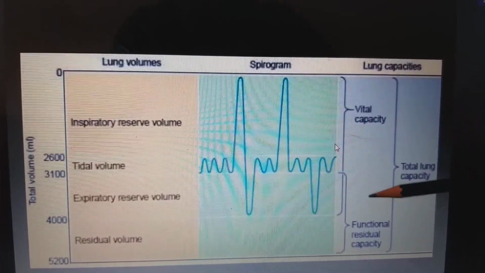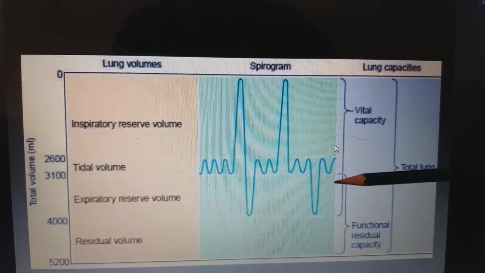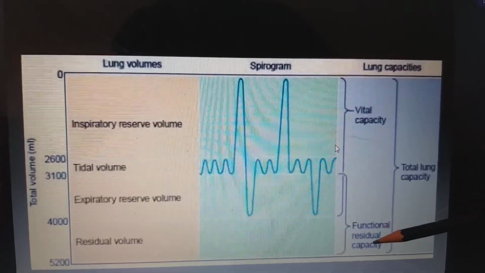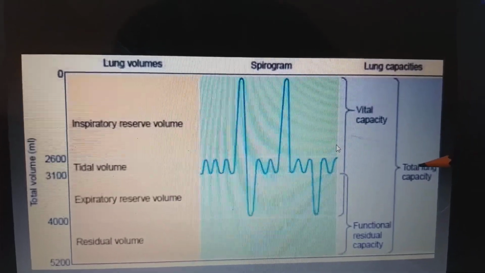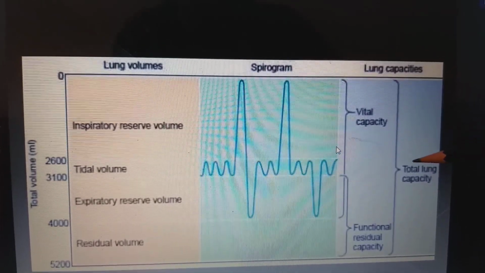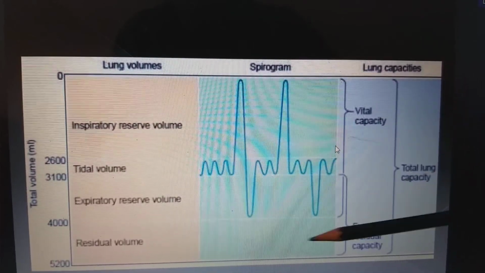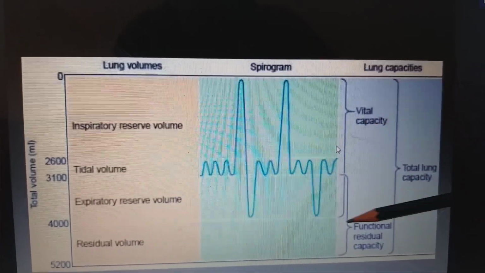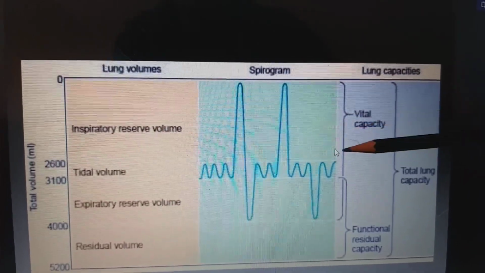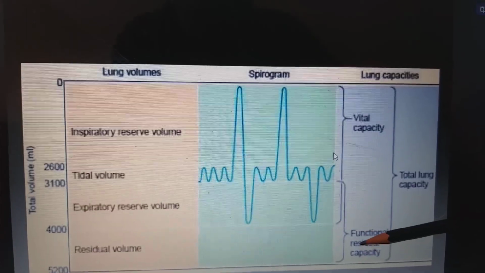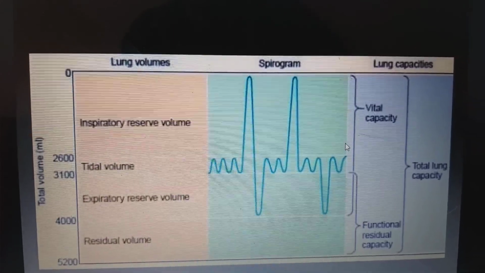And we have functional residual capacity, which is expiratory reserve volume and residual volume together. And coming to the next, total lung capacity, all together comes under total lung capacity. So for the total lung capacity, vital capacity plus residual volume will give us total lung capacity, or else inspiratory reserve volume, tidal volume, expiratory reserve volume, and residual volume, all four together also will give us total lung capacity. So this is all about the lung volumes and capacities.